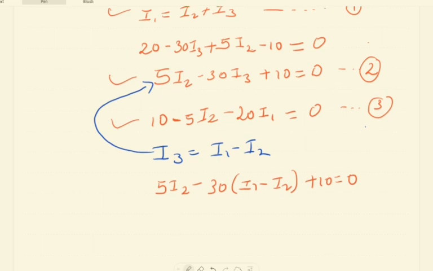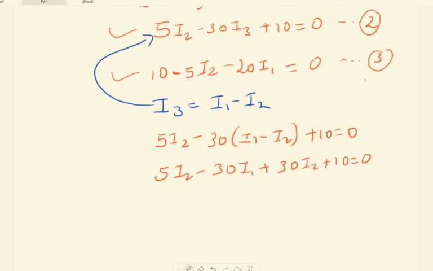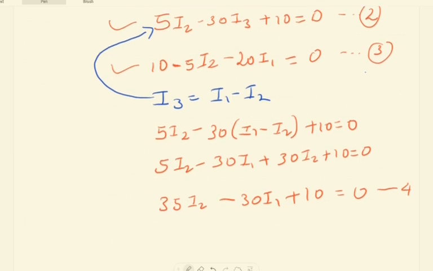Let me just distribute it. 5I2 minus 30I1 plus 30I2 plus 10 equals 0. So finally you get 35I2 minus 30I1 plus 10 should give us 0. Now we have got equation 4. Now it will be easy.